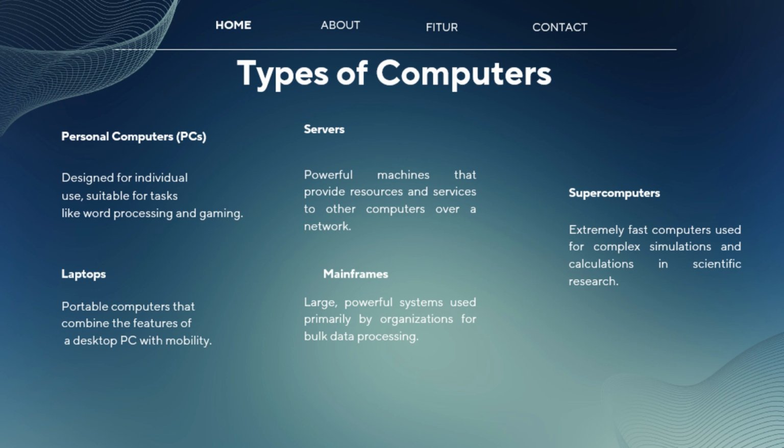Mainframes, large powerful system used primarily by organizations for bulk data processing. Servers, powerful machines that provide resources and services to other computers over a network. Supercomputers, extremely fast computer used for complex simulations and calculations in scientific research.